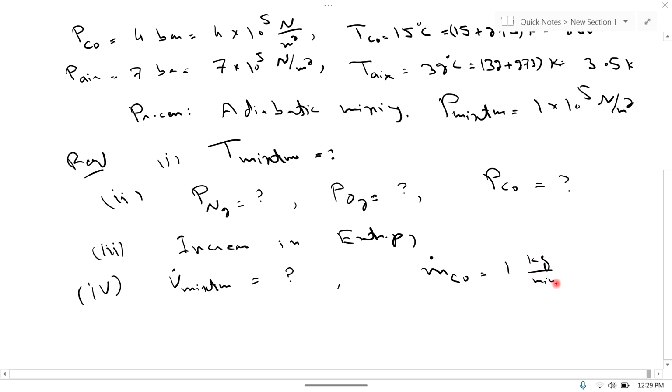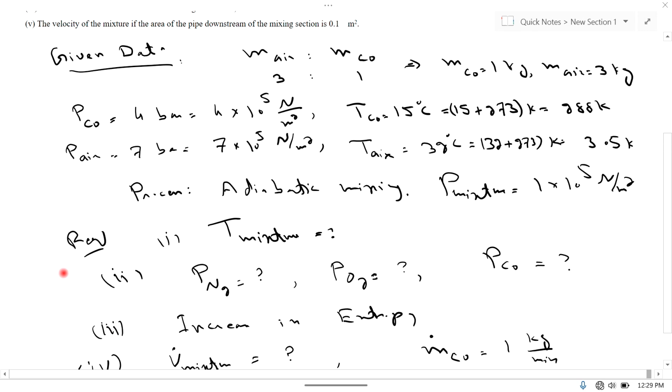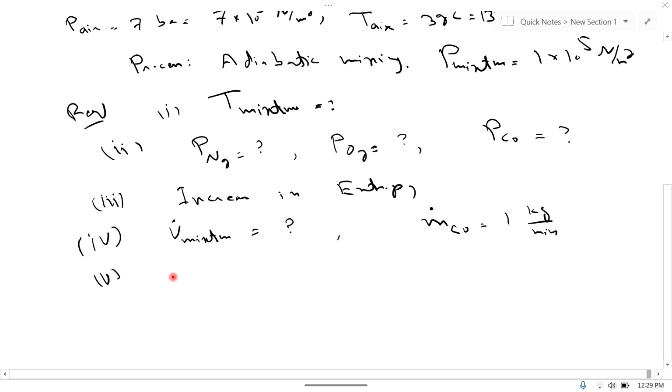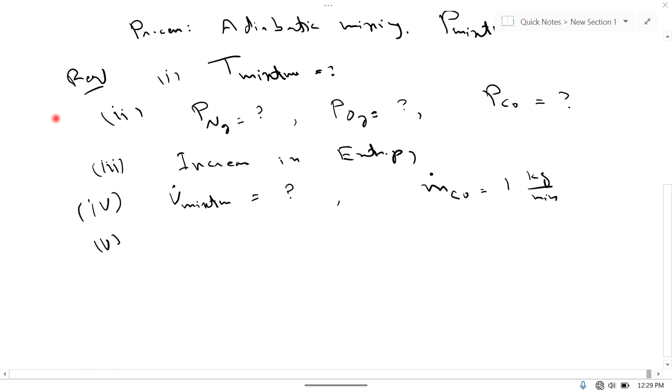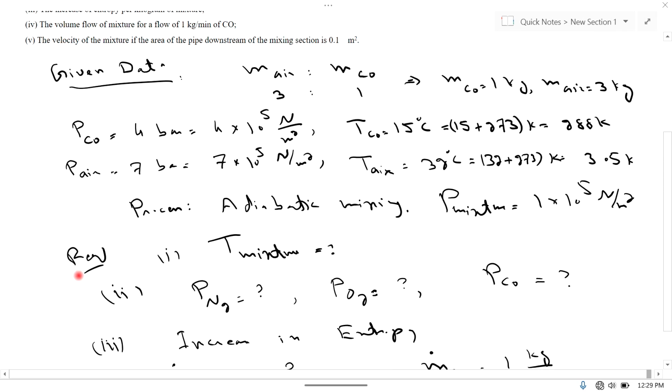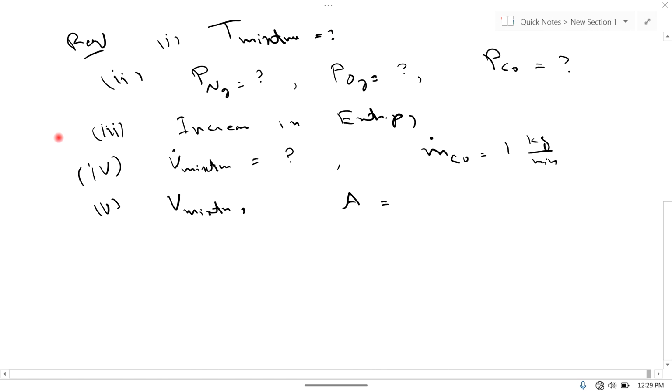And number 5, find the velocity of the mixture if the area of the pipe downstream of the mixing section is 0.1 square meter. It means find the velocity of the mixture, and the area after mixing the air and carbon monoxide. The area is 0.1 square meter.